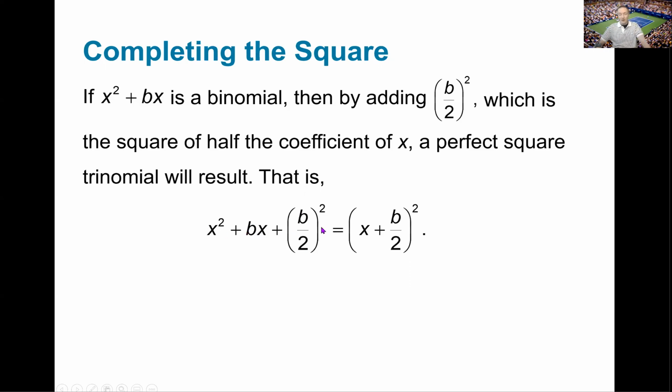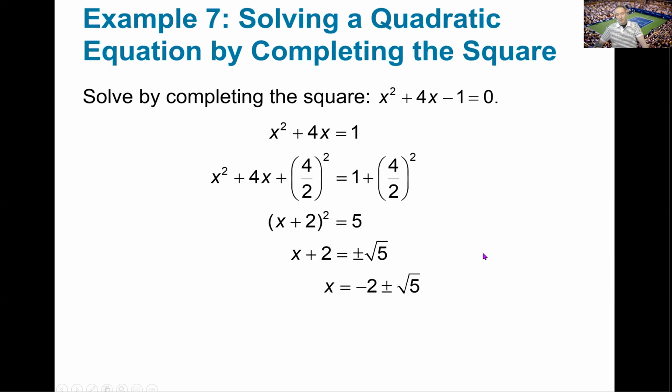Now, what that is always going to factor to is x, and you keep whatever this sign is. If it's a plus, you keep a plus here. If it's a minus, you keep a minus here. But in this case, it'd be x plus b over 2 quantity squared. That would work backwards to give me this group. Now, how that helps me work equations is such as the following.